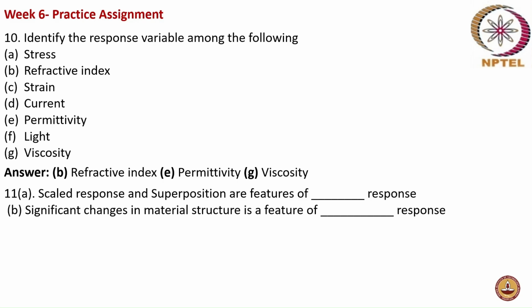Whereas in linear response, there are very small, minor effects happening. That is just a small movement from one equilibrium position to another equilibrium position, depending on the stimulus. And once the stimulus is removed, it comes back to the original. That is what is linear. Whereas in the case of non-linear, it is not the case. There are significant structural changes happening to the material. Okay, so these are the answers.